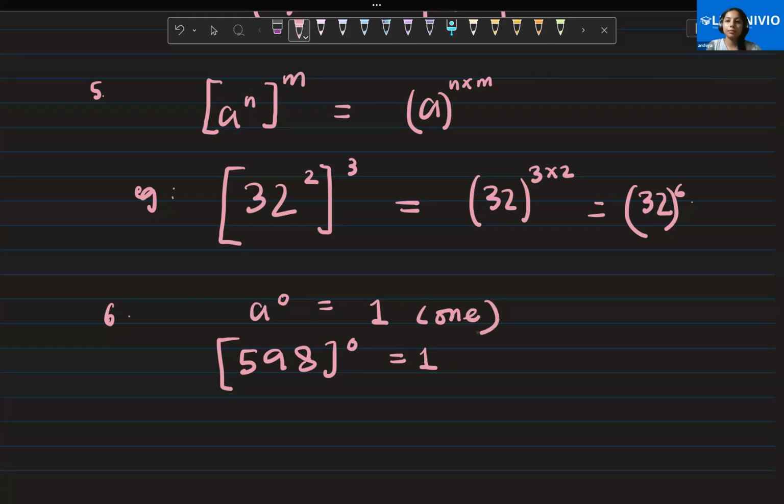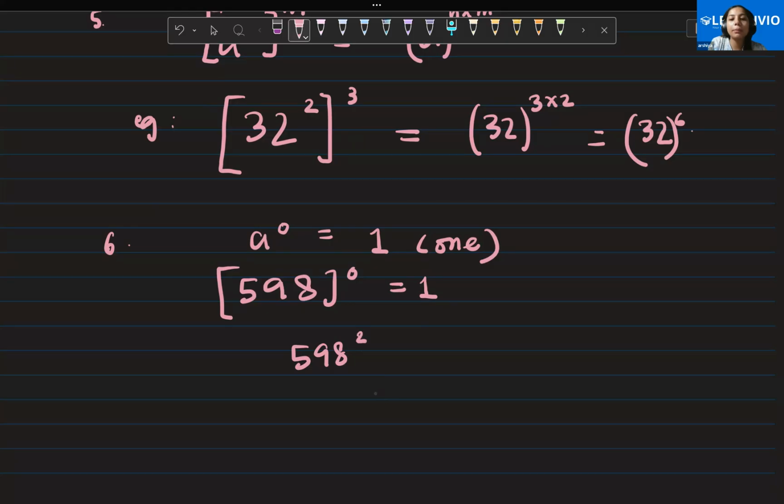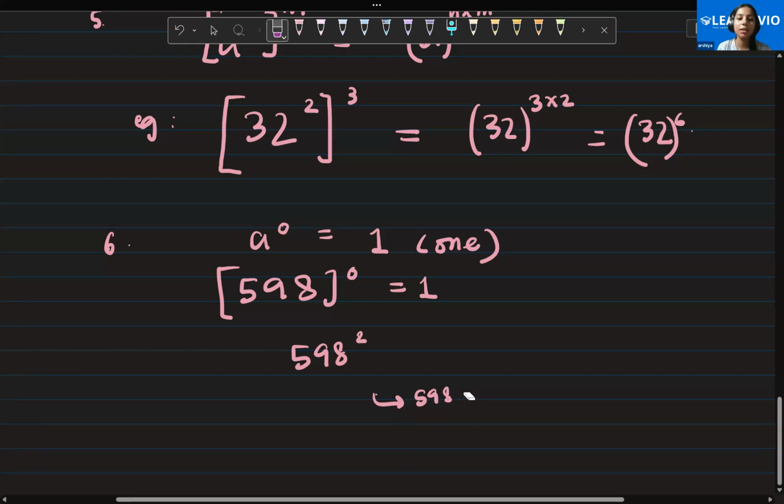Ma'am, how can it be one? If it's zero, basically you're not multiplying it. Like if it was 598 raised to the power of 2, you're multiplying it twice. But if it's zero, then you're not multiplying it. So it's one. Yes, got it.